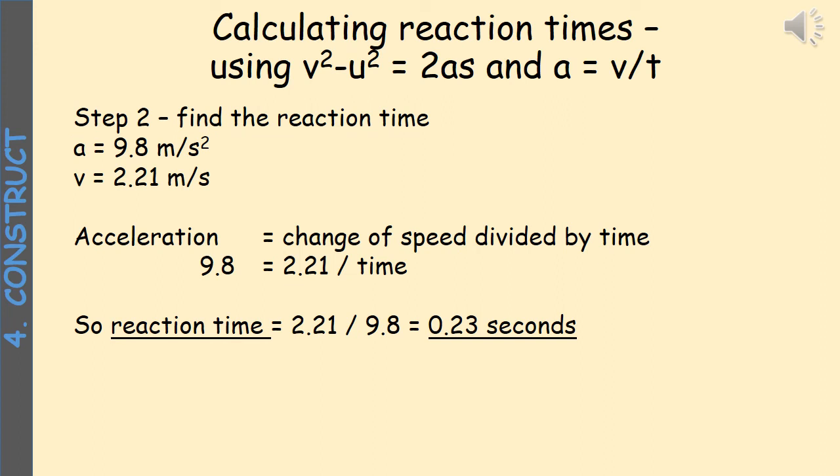You then insert that speed into the second equation, which is acceleration is change of velocity divided by time. So we know the change of velocity is 2.21 meters per second. We know the acceleration is 9.8. So rearranging the equation, we will get the time is the change of velocity divided by the acceleration, 2.21 divided by 9.8, giving you 0.23 seconds. And we said before that normal reaction time range is between 0.2 and 0.9 seconds.